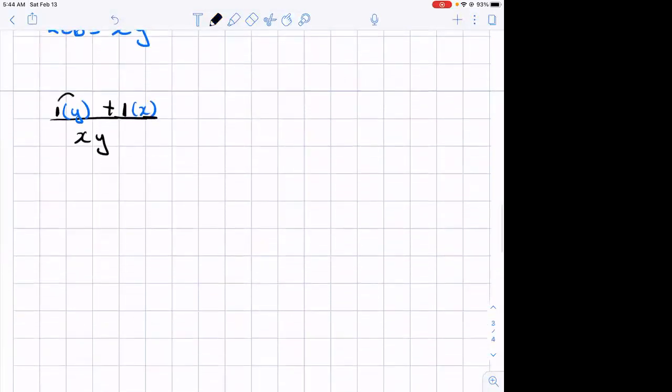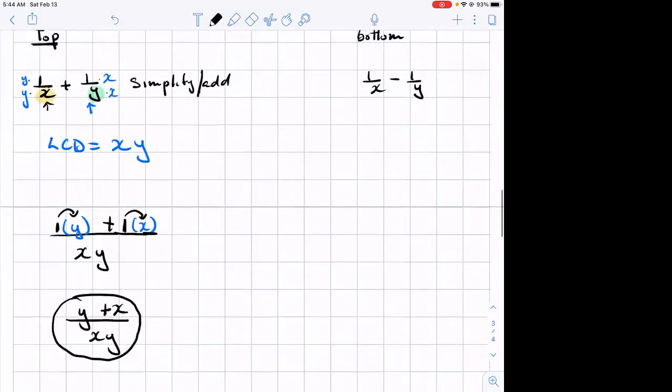Well, 1 times y is just y. 1 times x is just x, so plus x over xy. So we're able to write the numerator as one fraction. Okay.